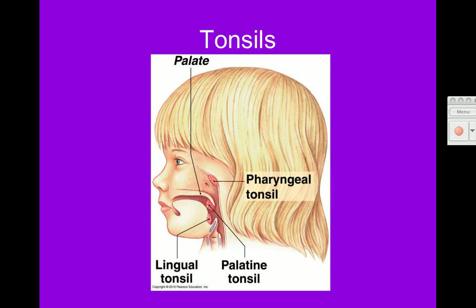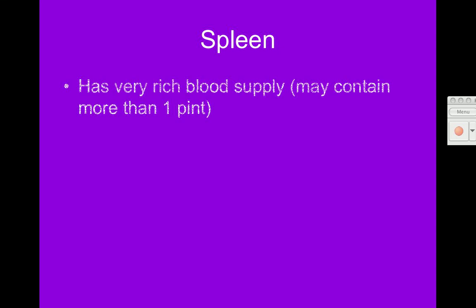Now, the last structure that we want to talk about is the spleen. And the spleen is an organ that has a very rich blood supply. It has about an eighth of our blood supply. A pint, 2 pints to a quart, 4 quarts to a gallon, which is about how much blood volume we have. The spleen itself is located on your left side. It kind of cups the end of our stomach, and we'll see it on a diagram that we do next week with the digestive system.